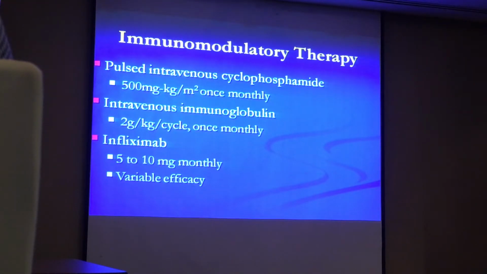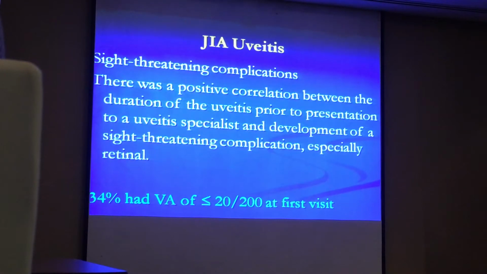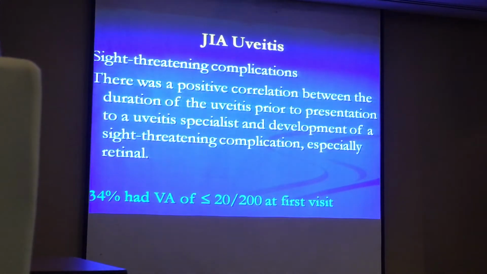Infliximab, definitely, as you've heard we've been talking about over the last few days. So now, I'm sharing with you some of the data from Boston that looked at the visual outcome and prognosticators in JIA-associated uveitis. We tried to ask the question: what are some of the signs that, when you have a JIA patient come into your clinic, tell you how well or how not so well they will proceed in the future?